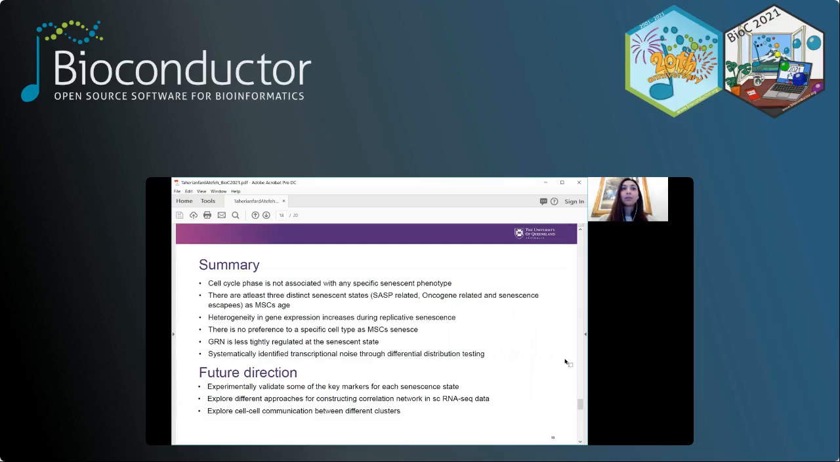So next, what we want to do is to experimentally validate some of the key markers for each of these senescent states, and we'd like to explore different approaches for constructing correlation networks in single-cell RNA-seq data, and also explore some cell-to-cell communication between different clusters.